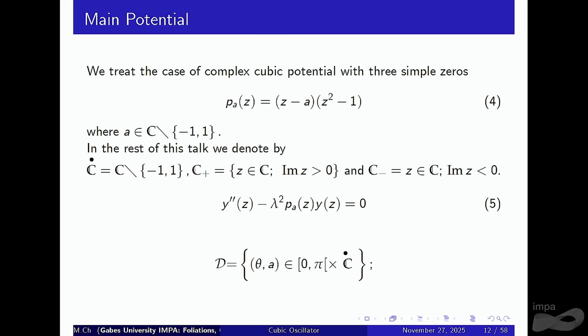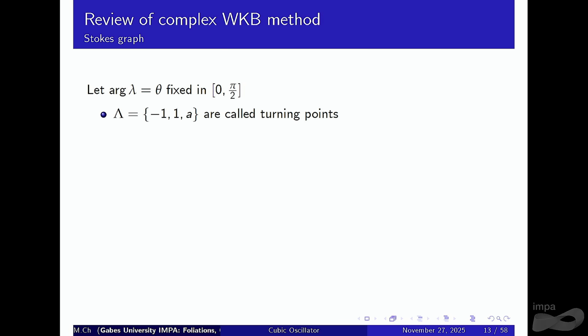We treat the case of a cubic potential with 3 distinct zeros, and in the rest of the talk, we will always consider P_A as our potential, and D is the set of all theta and A, because using an affine or linear transformation, any cubic polynomial with 3 distinct zeros has this form. Okay, so going on, we will start with the topological problem.